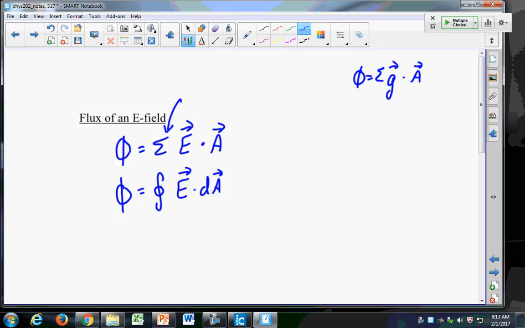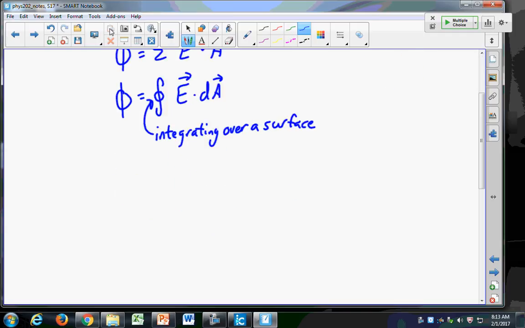But this means that you're integrating over a surface. You might get that in Calc 3, I don't know. But you'll integrate over a surface. So we have our Gaussian surface. We want to know what is E dot dA over that entire surface. So we'll integrate over that surface. And you'll figure out the techniques of that when you get into Calculus 3 or wherever you do that. We're going to do it very simply.